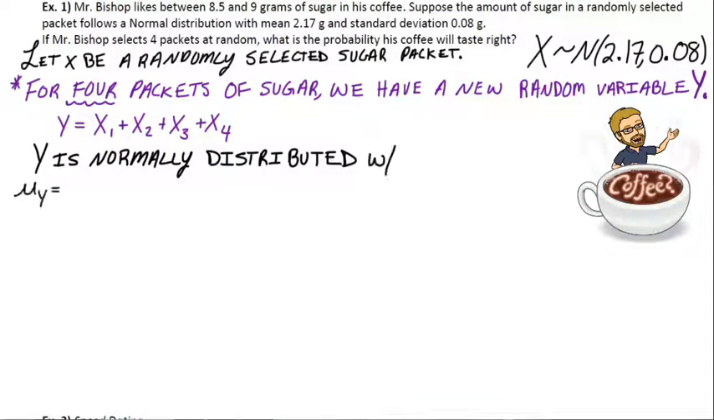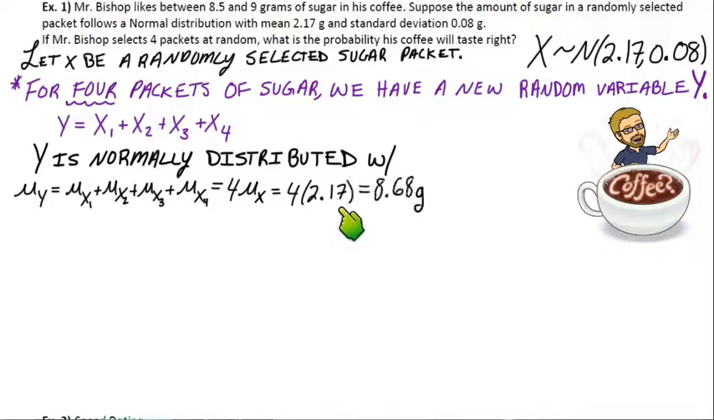So what's the mean of y? Well, you just do the mean of each x, which we actually know the mean for each one of those x's is 2.17. So 4 times 2.17 is 8.68 grams. That's the mean for y. So we just add up the mean for the x's 4 times.